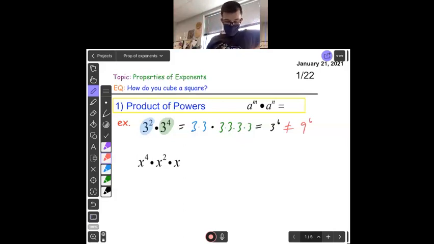Right, so same way, the next one. What's x to the 4th mean? What's x squared mean? What does x mean? Well, x to the 4th means x times x times x times x. X squared means x times x. And x means, well, x means x, right? It's just an x, right? There's a 1 there, right? We don't write that 1 exponent, but it's there. So I just have 1x. And those are all multiplying.